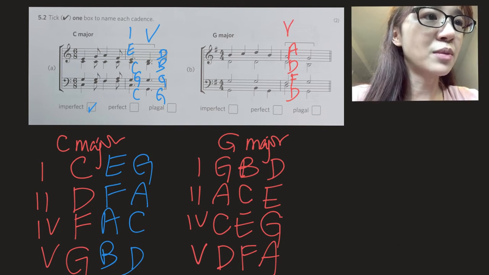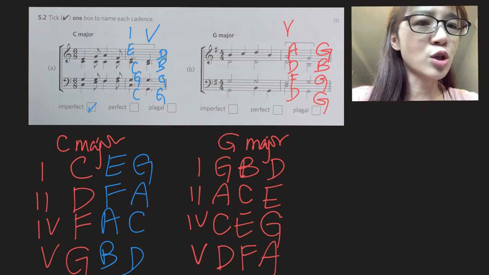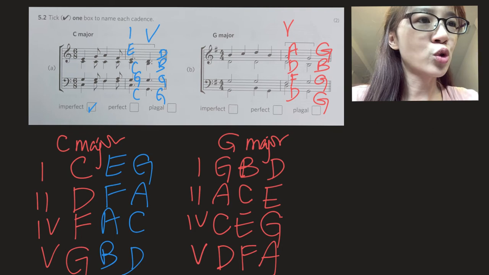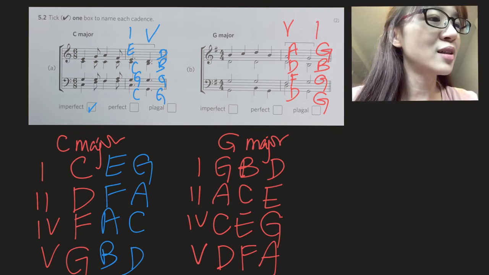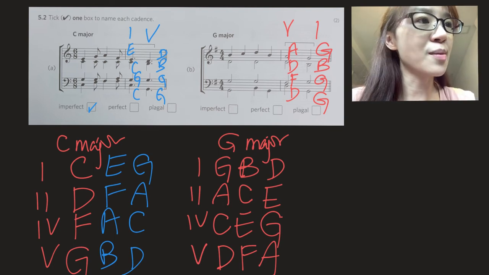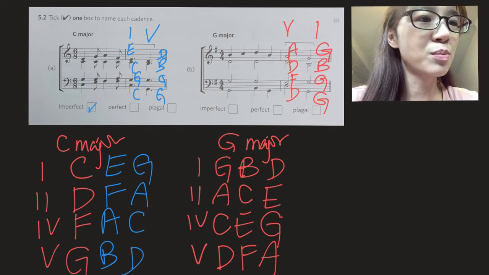Next one. Name the notes. G, B, G, G. G and the B. G and B is chord 1. So 5, 1. 5, 1 is a perfect cadence. Yeah, the last two chords make a perfect cadence. The answer is perfect.